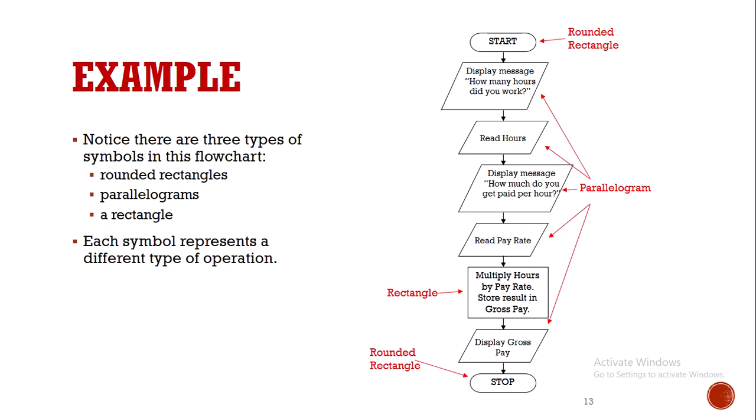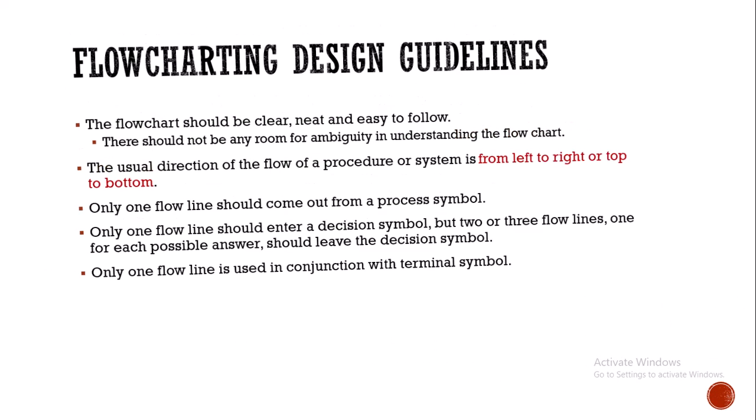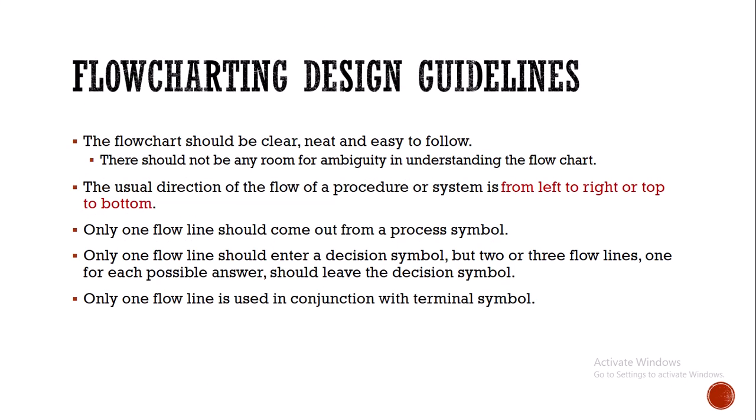Look at these guidelines which you must keep in mind to make an error-free flowchart. The flowchart should be clear, neat and easy to follow. There should not be any room for ambiguity in understanding the flowchart. The usual direction of the flow of a procedure or system is from left to right or top to bottom. Only one flow line should come out from a process symbol.